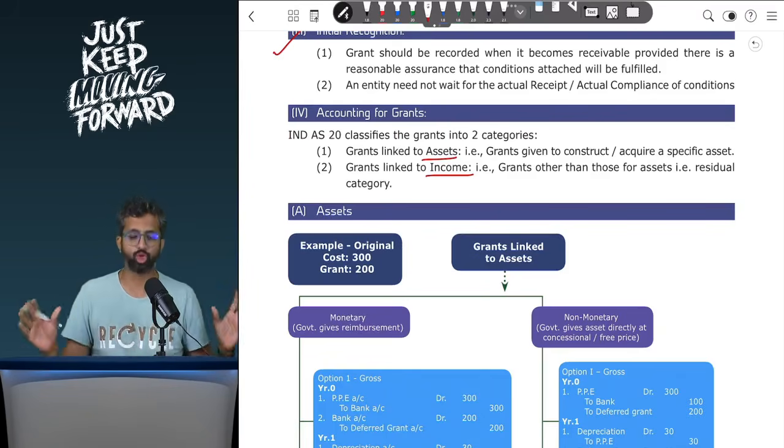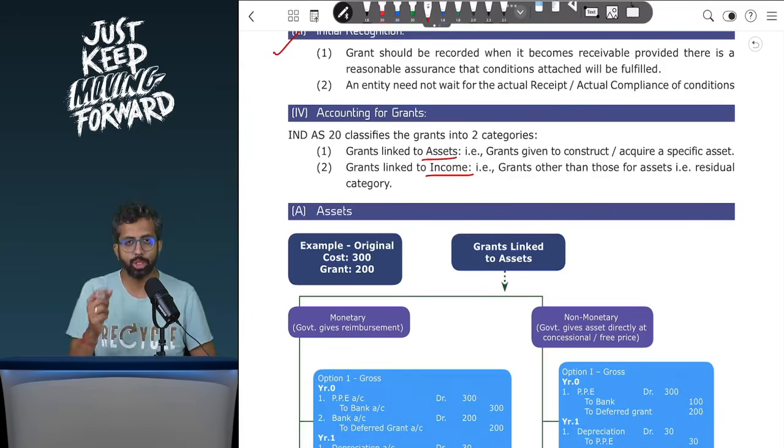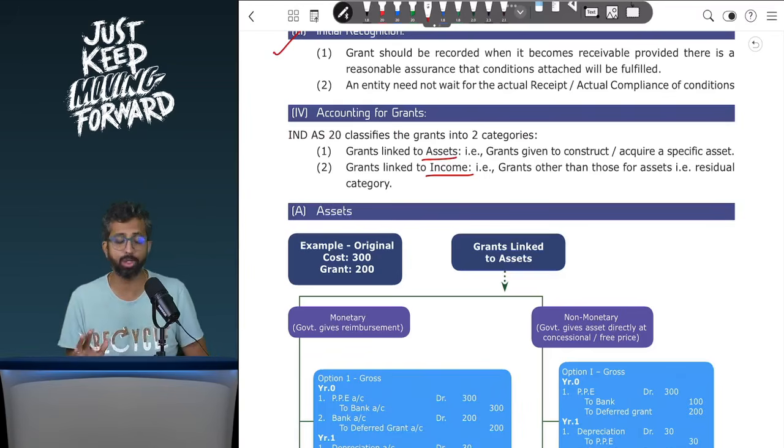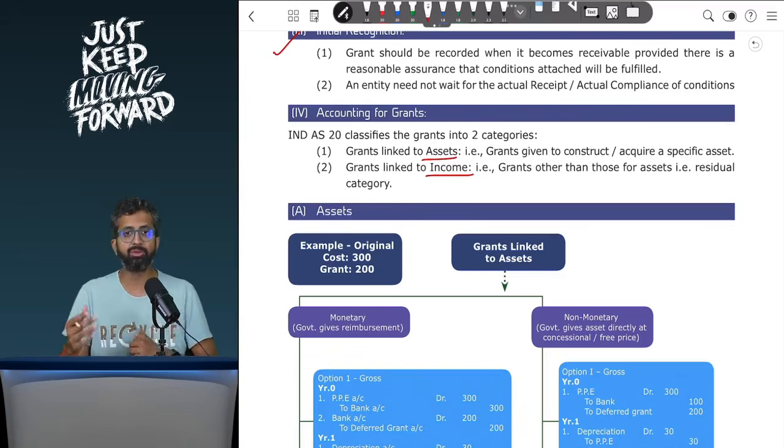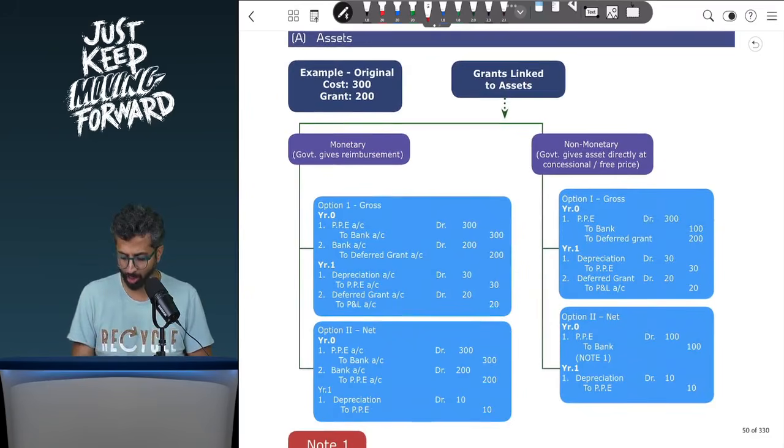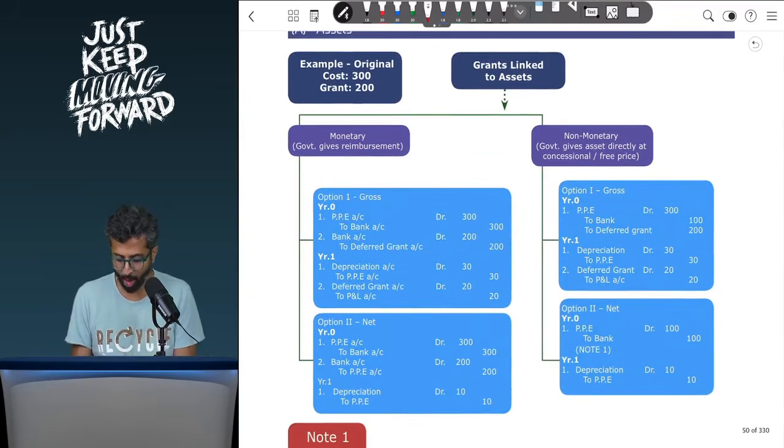That is, you have two choices. First, you can net the grant amount from the total cost of the asset and record the asset net. Second, you can record the asset at the full value and instead show the grant as a separate ledger called a deferred government grant account. So over here, let us say we take an example for a grant linked to asset where option 1 is gross, option 2 is net.